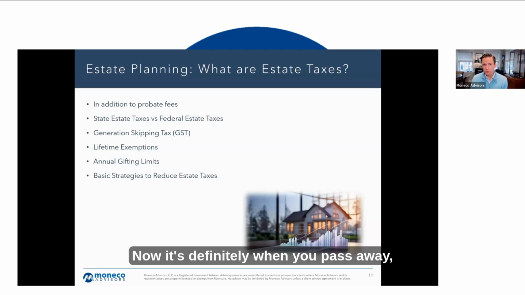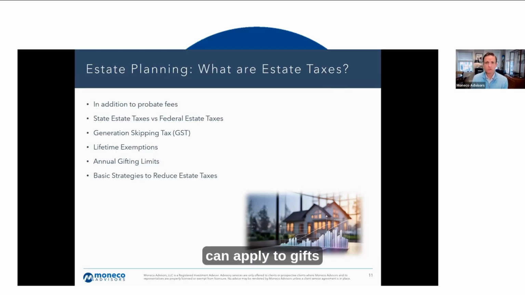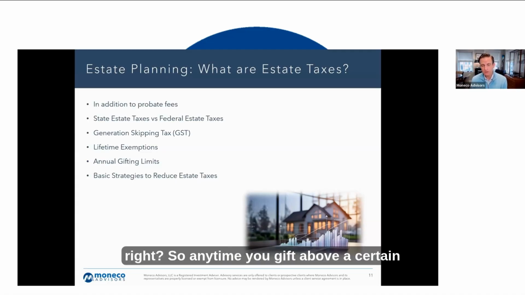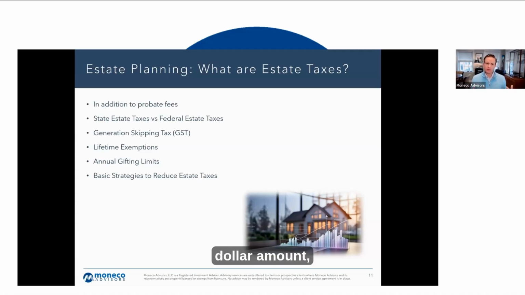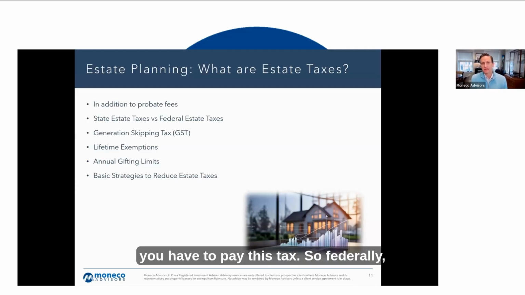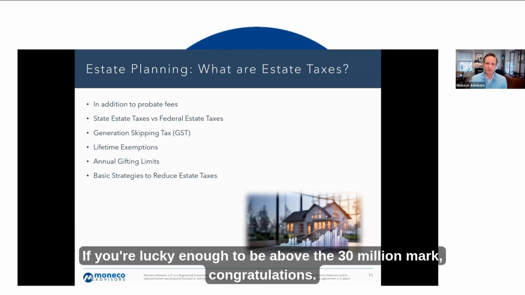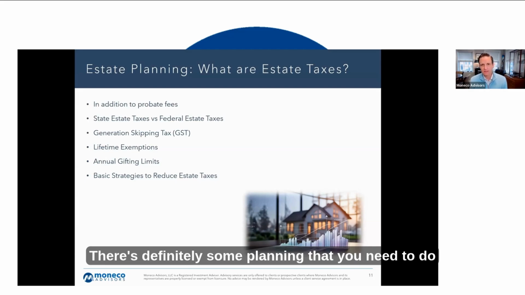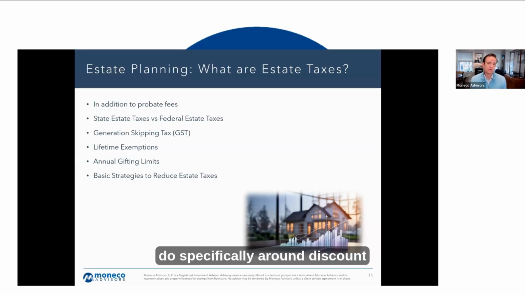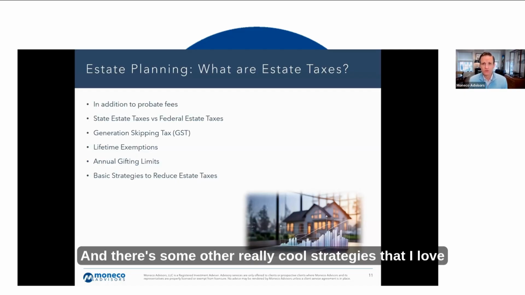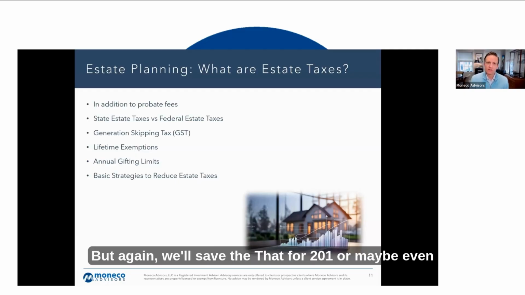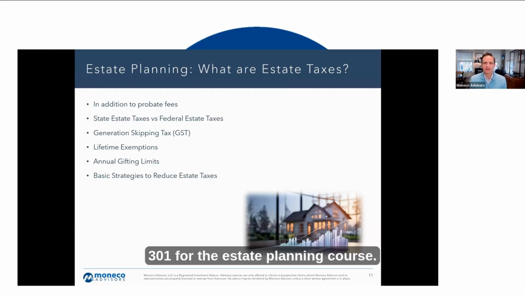Now, it's definitely when you pass away, money goes through there, but believe it or not, it can apply to gifts during your lifetime, right? So anytime you gift above a certain dollar amount, you have to pay this tax. Federally, they just increased that to 15 million, or 30 million per couple. If you're lucky enough to be above the 30 million mark, congratulations. There's definitely some planning that you need to do to avoid or try to reduce that tax liability. There are some things you can do specifically around discount gifting and gifting to irrevocable trusts. And there are some other really cool strategies that I love geeking out on. But again, we'll save that for 201 or maybe even 301 for the estate planning course.